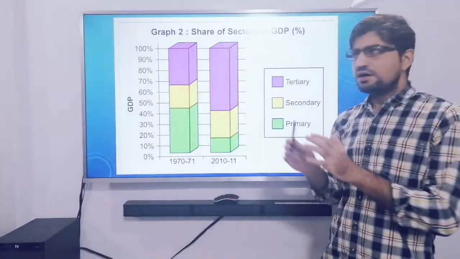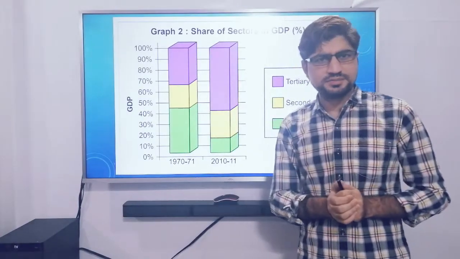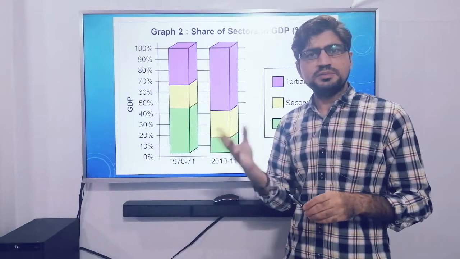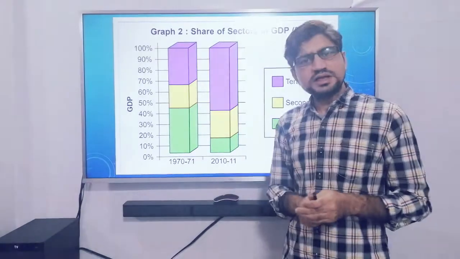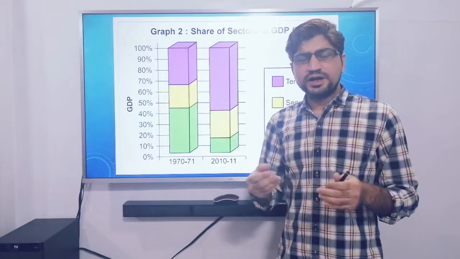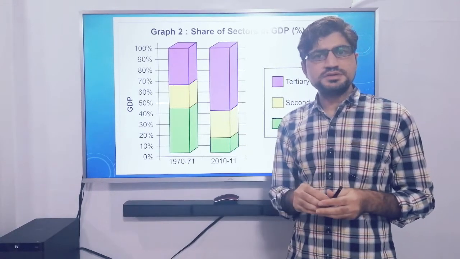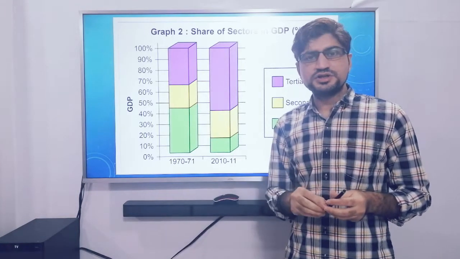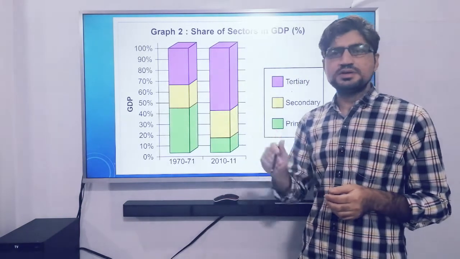So the data is showing that the tertiary sector is the most important. There are multiple reasons behind this. Why has the tertiary sector become most important in India nowadays? The very first reason is that improvement in the primary and secondary sectors leads to demand for services. If agricultural production increases, it creates demand for the tertiary sector because various services are required, such as transportation, insurance, banking. Lots of services are required, and the tertiary sector provides services.